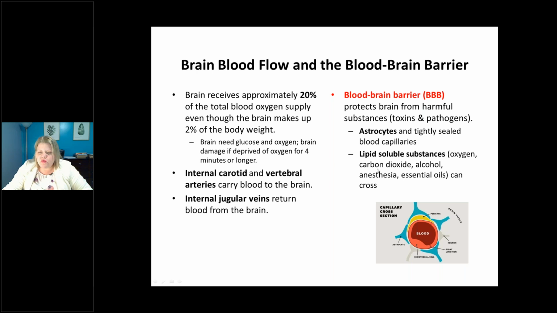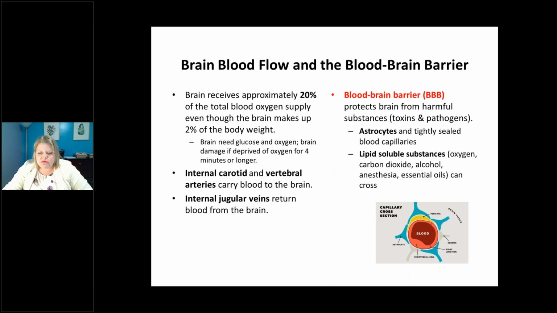So things that can cross the blood-brain barrier are lipid-soluble substances or fat-soluble substances. These include oxygen, carbon dioxide, pretty important, right, with that exchange of nutrients and waste. Alcohol also crosses the blood-brain barrier quite easily. I think it's no surprise how alcohol can affect the functioning of the brain quite rapidly.